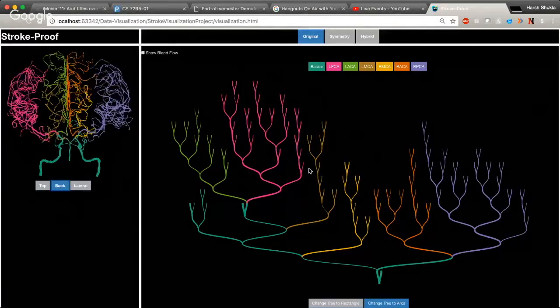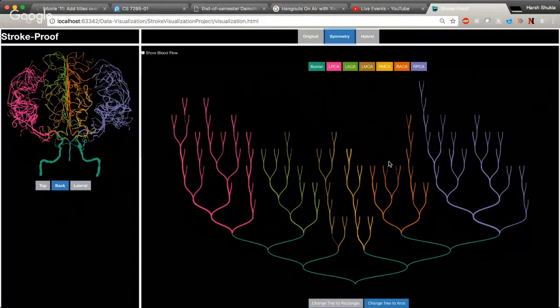Similarly, we have three different views for our abstract tree layout. The original view represents the actual artery structure, and we preserve the branching structure of the whole brain. The other view is the symmetry view. One of the major goals of our project was to compare symmetry between the left and right side of the brain, which can help physicians to gain context.